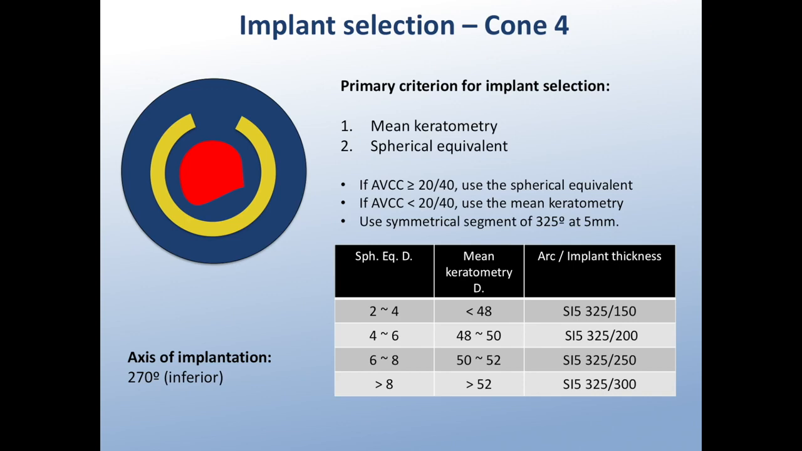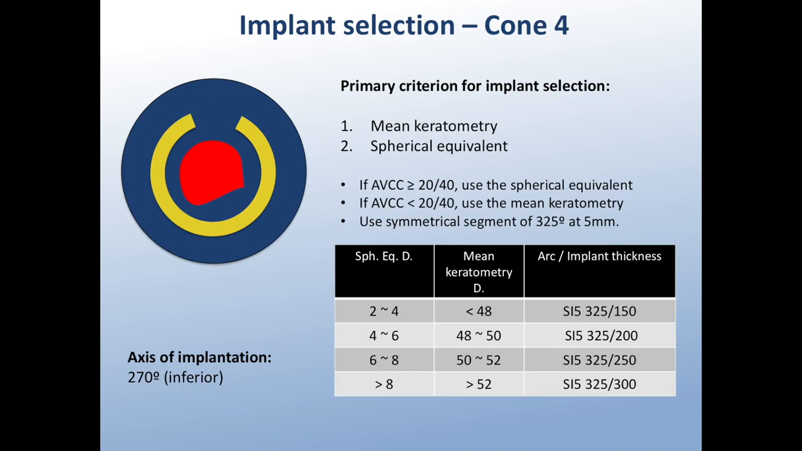The thickness of the ring is variable depending on the sphere that we must correct, and remember that the defect of sight of this type of keratoconus is spherical and myopic, so to correct 3 diopters, we put a 150, to correct 5 diopters, we put a 200, 7 diopters, a 250, and above 8 diopters, a 300.